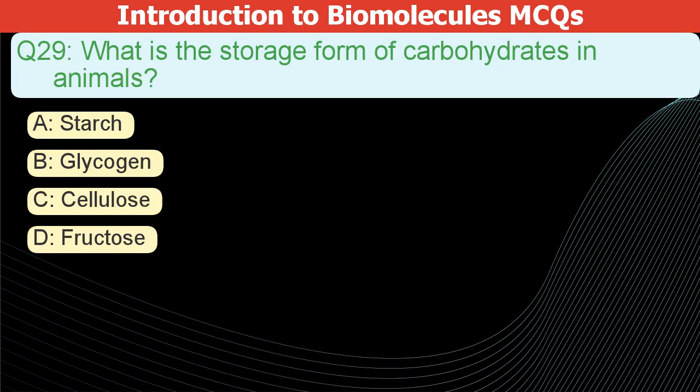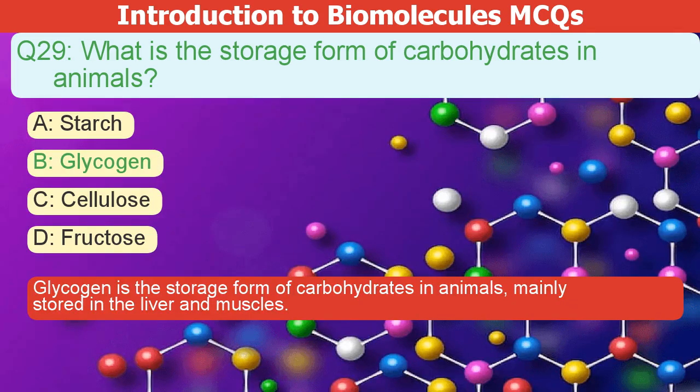What is the storage form of carbohydrates in animals? A. Starch. B. Glycogen. C. Cellulose. D. Fructose. The correct answer is B. Glycogen is the storage form of carbohydrates in animals, mainly stored in the liver and muscles.